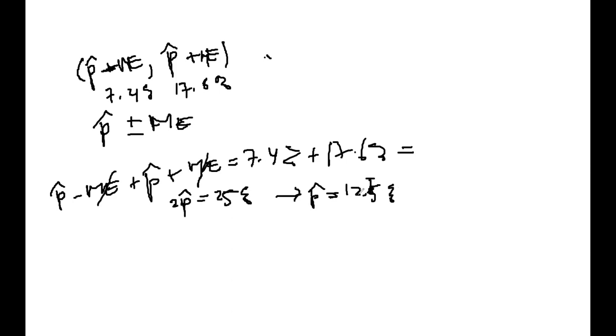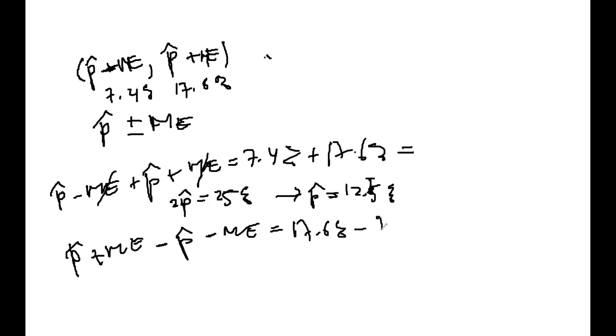So you can think like this. If you're looking for the p, you add it. Now if you're looking for the ME, you subtract it, right? So now you can see here, if you subtract p hat plus ME, subtract with p hat minus ME. So on the right side you have 17.6% subtract with 7.4%.